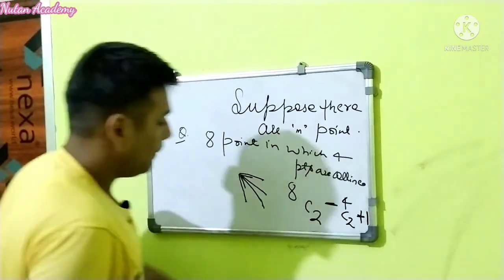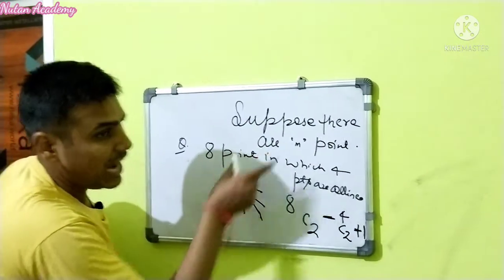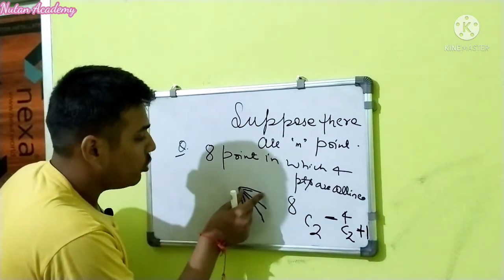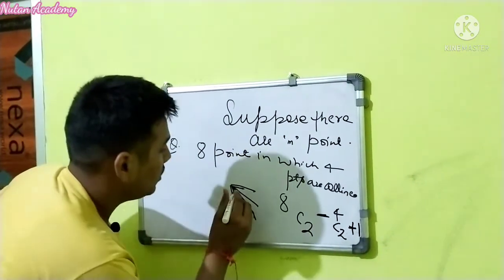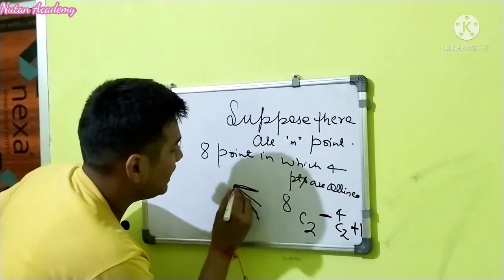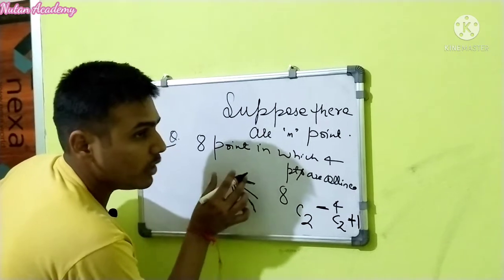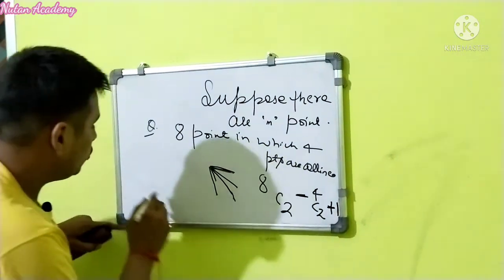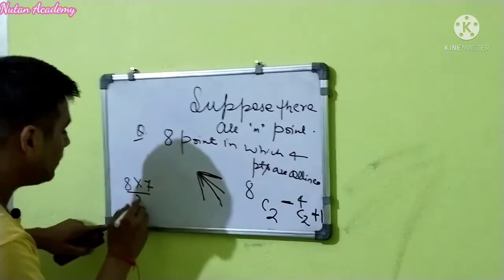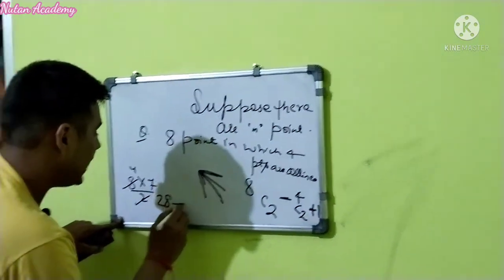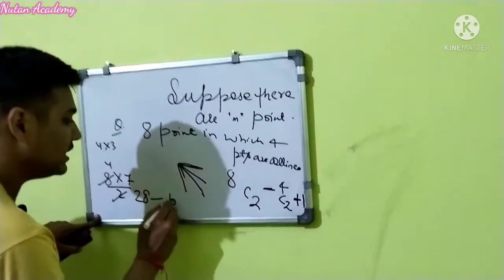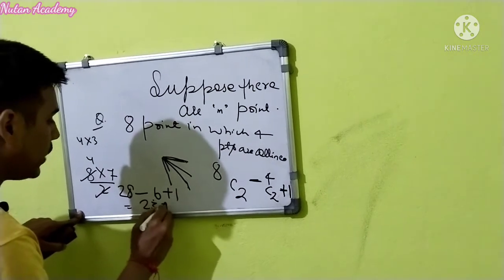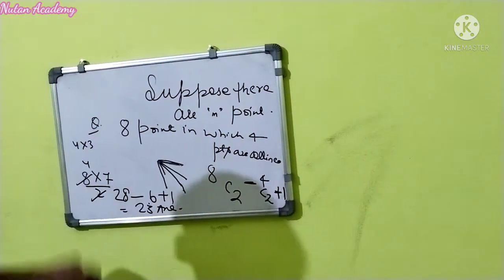Why do we add plus 1? Because the straight lines that can be drawn from these 4 collinear points cannot be counted separately, but the one long straight line that can be drawn through these 4 collinear points can be counted as 1, so we add 1. The value of 8C2 is 8 into 7 divided by 2, that is 28, minus the value of 4C2, that is 6, plus 1. 28 minus 6 is 22, and 22 plus 1 is 23. This is your answer if you are given 8 points with 4 points collinear.